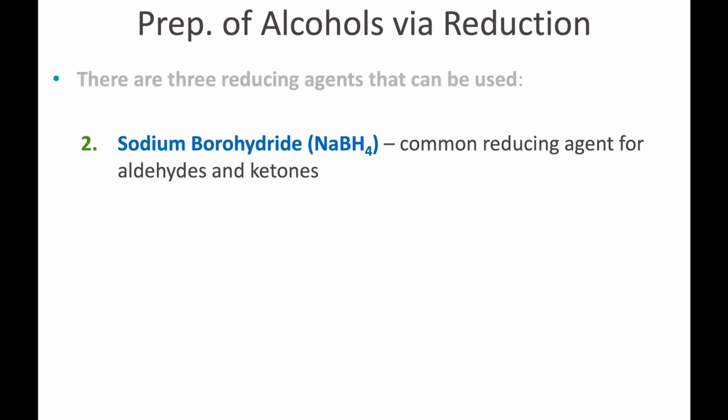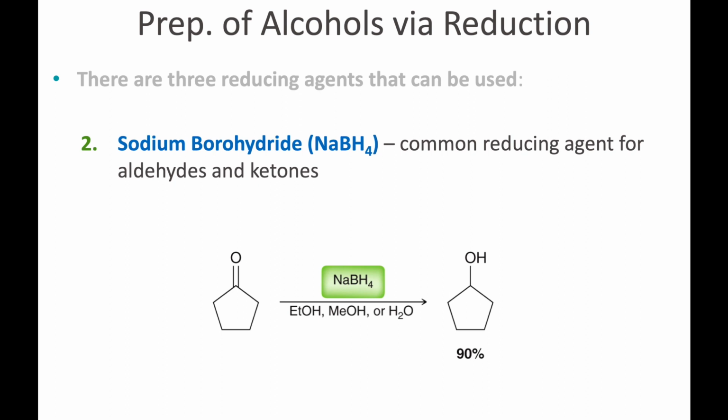A more common way is by reacting it with hydride. The second method is using sodium borohydride. Sodium borohydride, again breaking out that name, sodium is that cation, boro is representing the boron, and hydride is the negative hydrogens. And sodium borohydride is used to reduce mainly aldehydes and ketones. In this reaction, you may have a solvent like ethanol, methanol, or water.